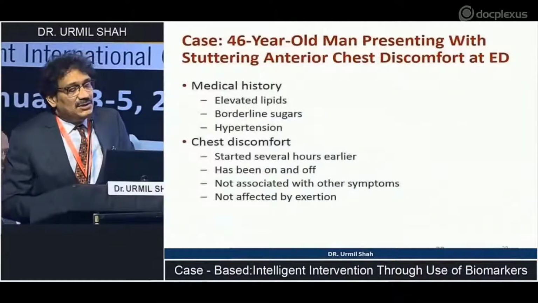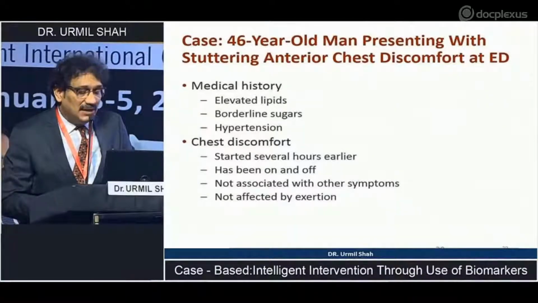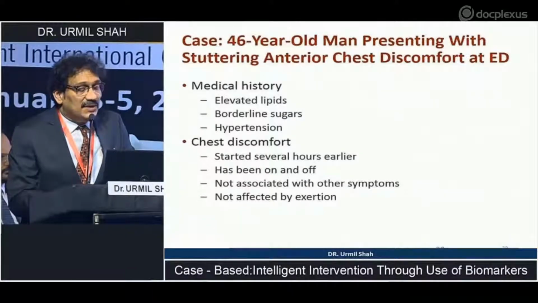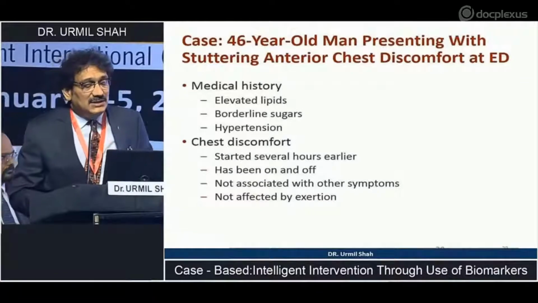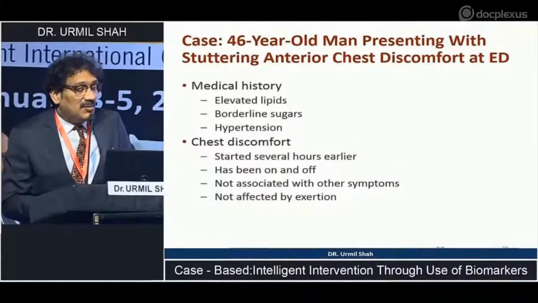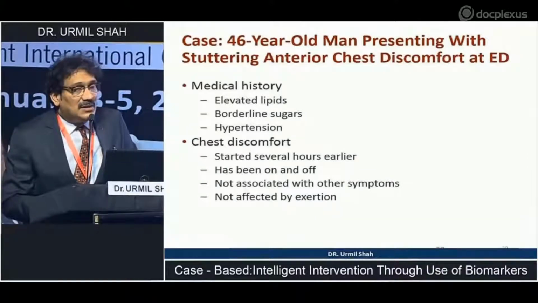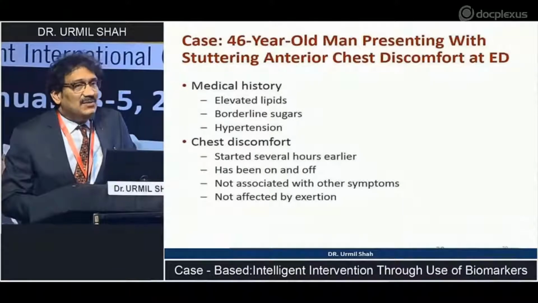Suppose this is a 46-year-old patient who is having anterior chest pain, comes to the emergency room. Elevated lipids are there, borderline sugar is there, hypertension is there. For the last 1 or 2 hours, the patient is having chest pain. Physical examination is by and large normal. ECG also does not show any significant changes. Troponin, creatinine is normal. And initial troponin at the time of admission is 36, so definitely it is more than the normal value. And you repeat it after 3 hours, it is going down.